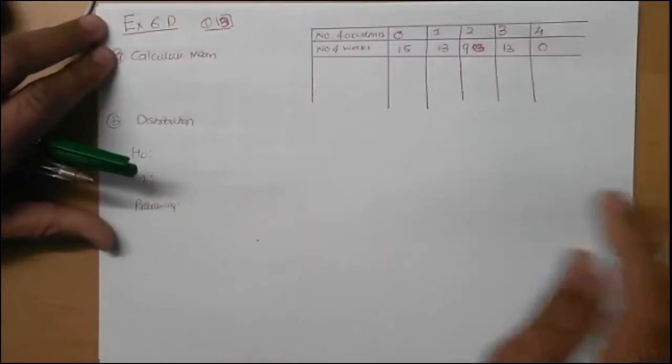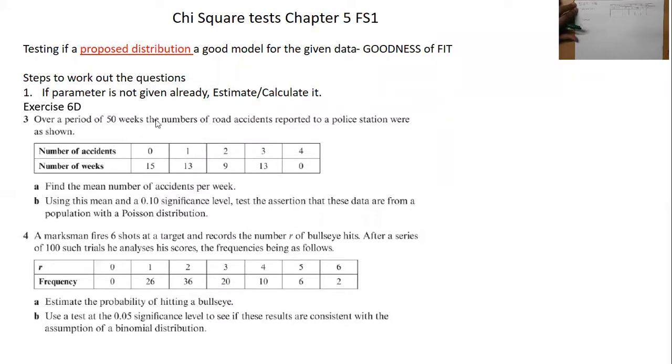I've written this question down over here, and you could read this question anyway. Let me just show that question once more to you. It says, over a period of 50 weeks, the number of road accidents reported to a police station were as shown. So this is the number of accidents over a period of 50 weeks. It's the number of weeks, so the total has to give you 50. 27, 36, 39, 28, yeah, that is 50.